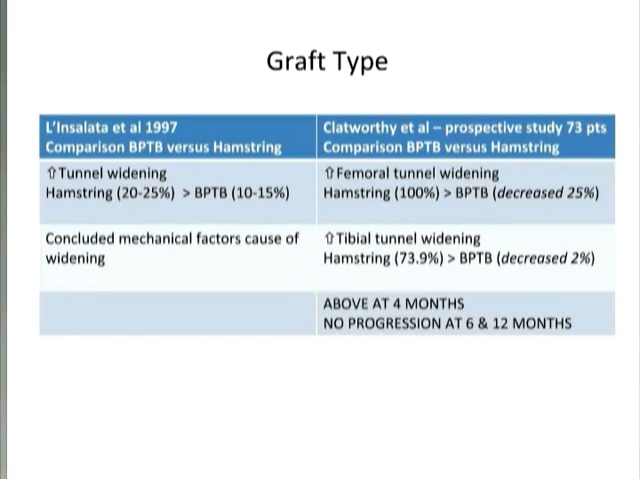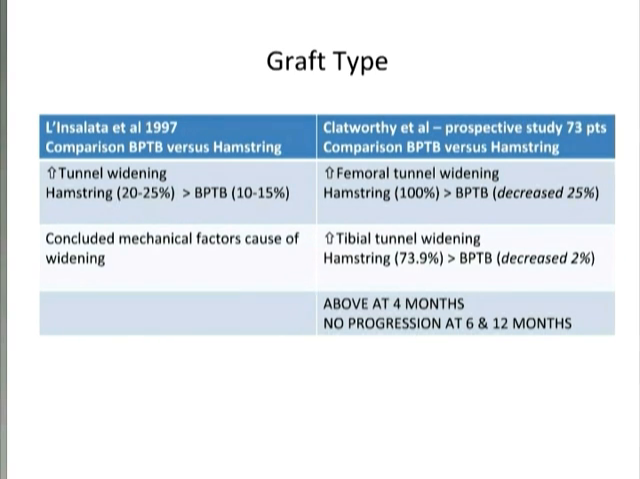A further study by Clatworthy et al. did a prospective study of 73 patients, again comparing bone patella tendon bone and hamstrings, and also found that the hamstring group had increased femoral tunnel widening, and that the bone patella tendon bone group actually had reduced widening of about 25%. And there was increased tibial tunnel widening in the hamstring group as well, which was significant. And again, the bone patella tendon bone group decreased. That was all at 4 months. However, there was no progression in either group at 6 and 12 months.